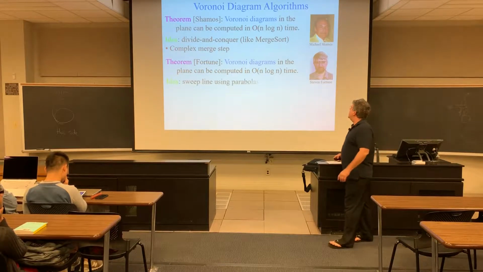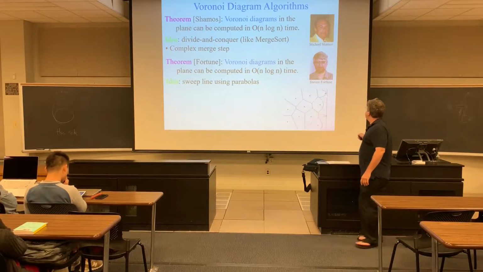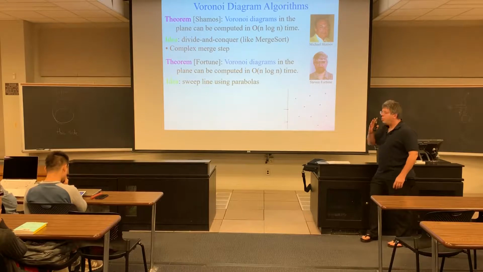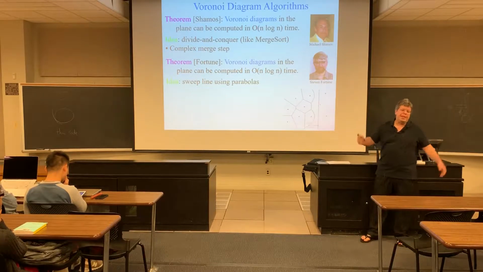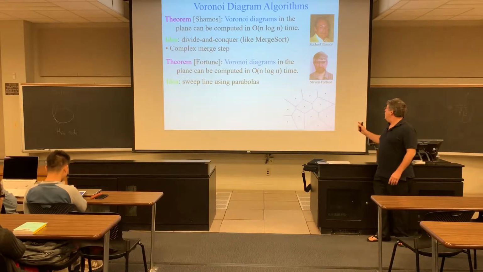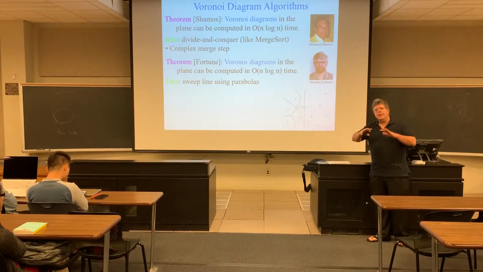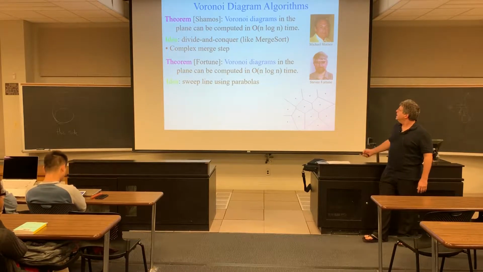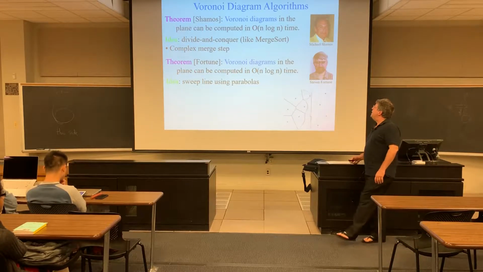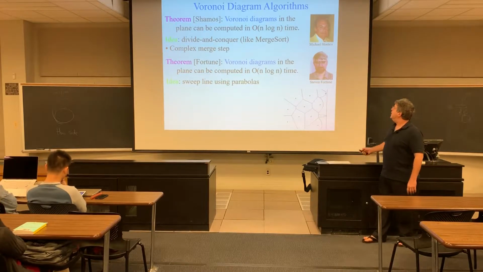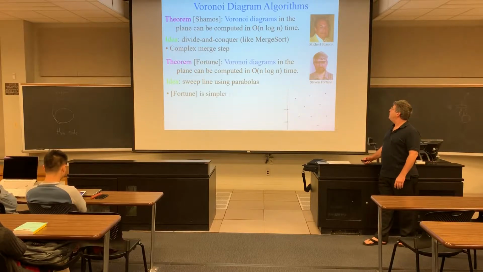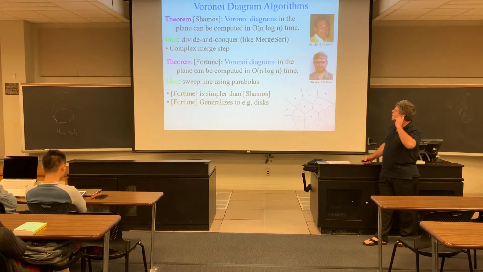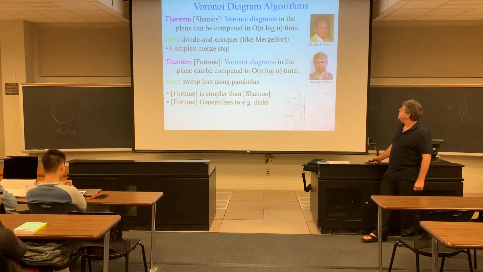So the sweeping line algorithm basically does this. It sweeps across the point set from left to right or from any other direction. It's really equivalent. And as it's doing so, it's building the Voronoi diagram using parabolas. And again, it's too complicated to explain here, even though it's simpler than the first one. It still works in n log n time, and usually when you want to compute Voronoi diagrams these days, that's the one you use actually.